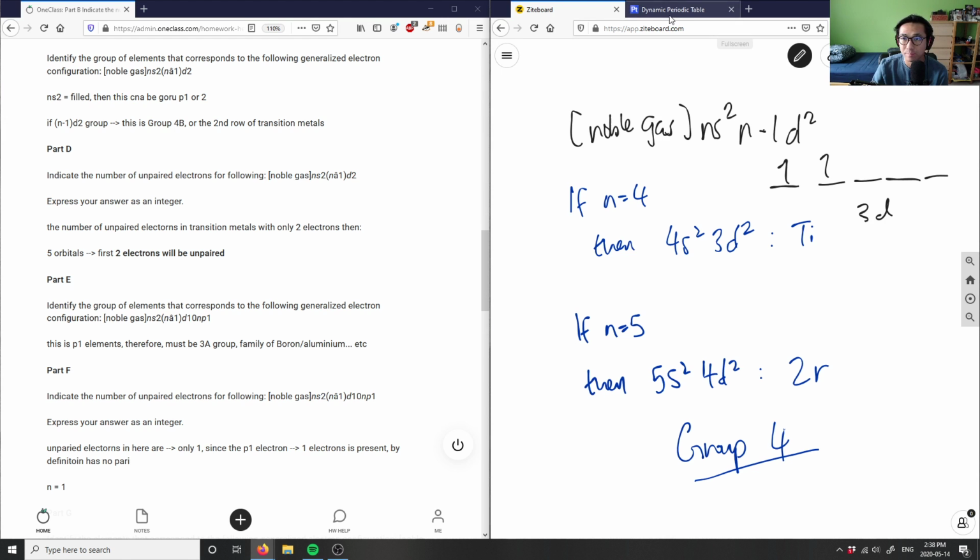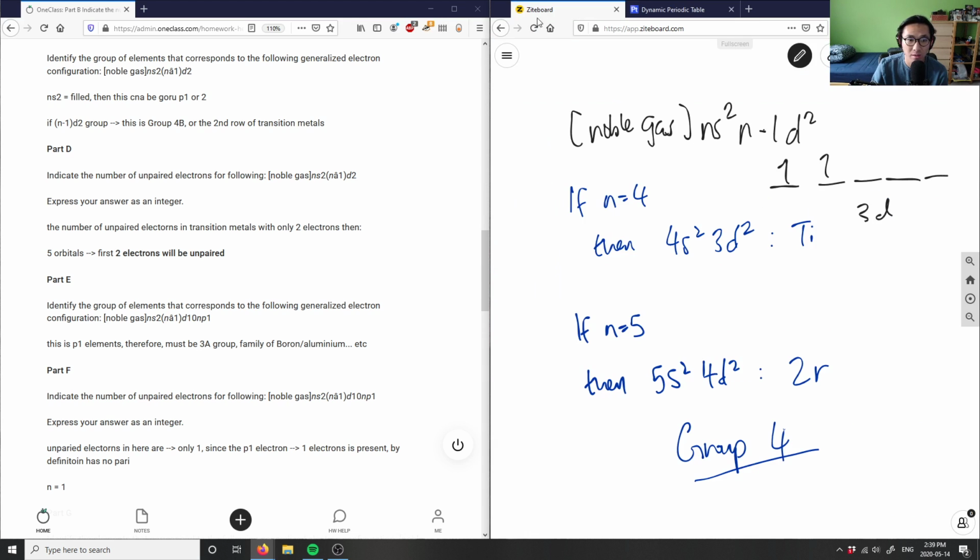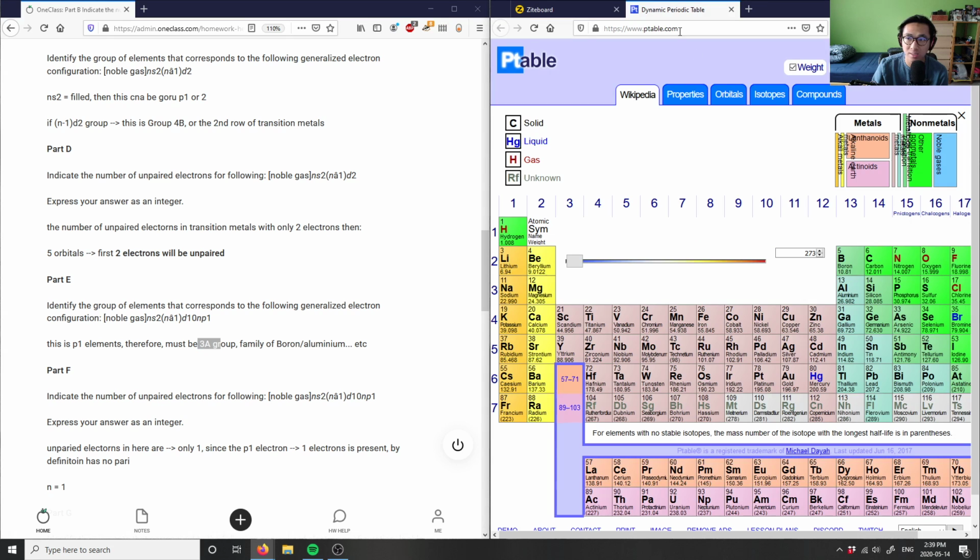Part E says I have noble gas, ns2, (n-1)d10, and np1, right? So let's look at this block, and it says I want the group of elements. Again, ns2 means these two are filled, d10 means my transition metals are filled as well, and np1. In this case, it's group 13. This is p1 here, which is group 13, and as you can see, this is the 3A group, which is the same thing as group 13. So the solution here is correct.